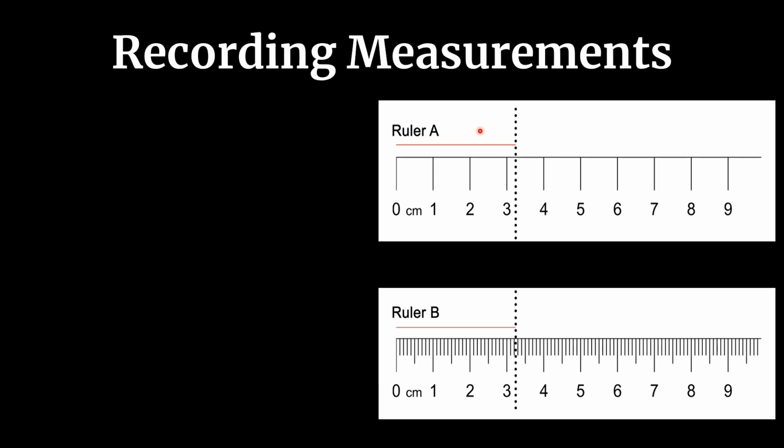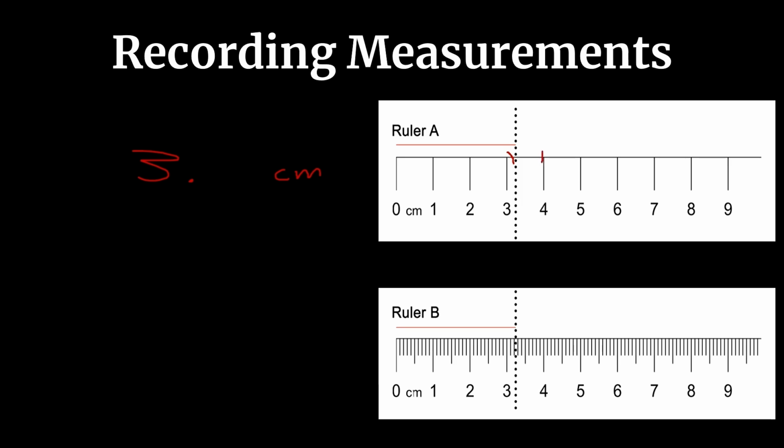Now, how would you measure the position of this dotted line on ruler A? Don't look at ruler B for the time being. We'll look at that next. Now, we can clearly see that the measurement lies between 3 and 4 centimeters, but we must come forwards with a second estimated digit. So, for now, we could write 3 point something centimeters. Now, this estimated digit is obviously between 3 and 4 centimeters.